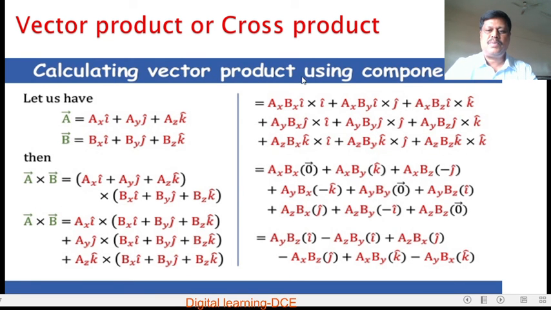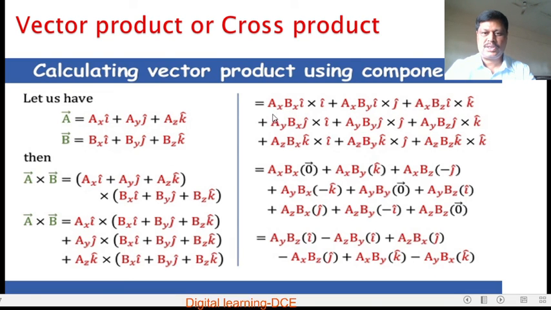Now, calculating the vector product using the components. Suppose a vector A is represented by ax i cap plus ay j cap plus az k cap. Similarly, vector B is represented by bx i cap plus by j cap plus bz k cap. Then A cross B can be written by substituting the values of A and B and by simple multiplication: ax i cap cross (bx i cap plus by j cap plus bz k cap). Similarly, go on multiplying all these vectors.